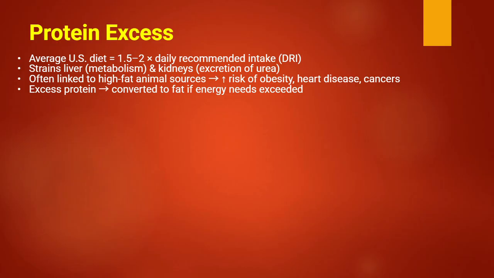It is important to note that the average American diet already supplies about 1.5 to 2 times the dietary reference intake, DRI, for protein. This means that most healthy adults are getting more protein than they truly need. Unlike carbohydrates, excess protein is not stored directly for energy. Instead, surplus amino acids are converted into fat, which contributes to weight gain if energy needs are exceeded.